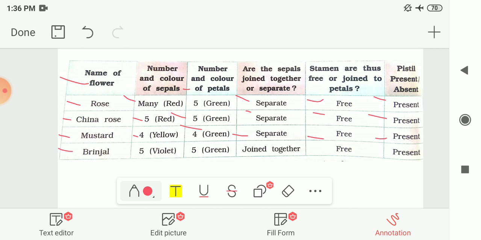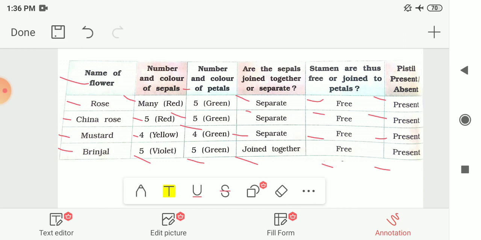Next is brinjal. 5 sepals were there whose color was violet. The petals were 5 and green in color. They are joined together, and the stamen is free from petals and the pistil was also present. So this is the observation.